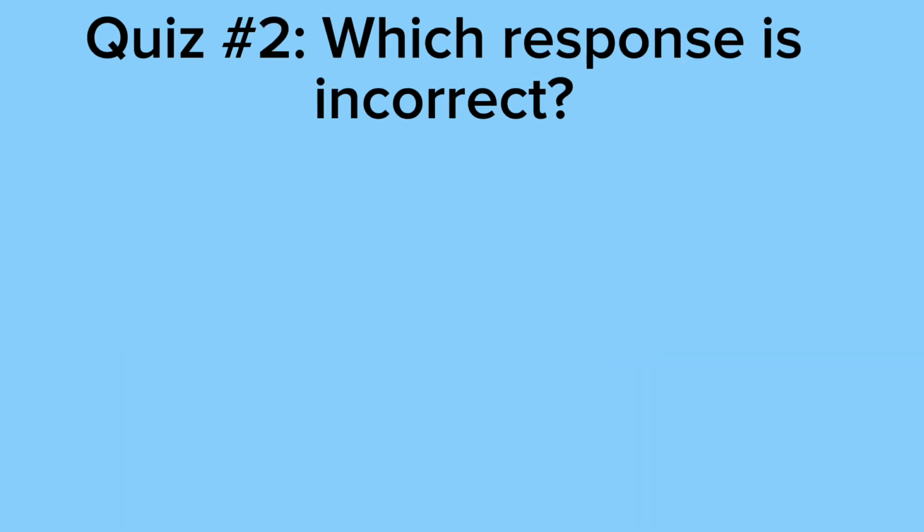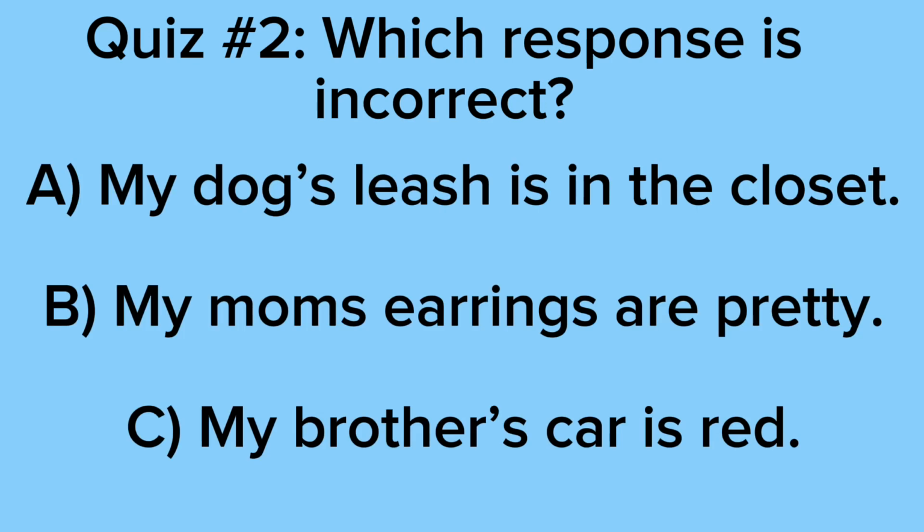Quiz number 2 says, which response is incorrect? A says, my dog's leash is in the closet. B says, my moms earrings are pretty. And C says, my brother's car is red. So it looks like A is correct because dog's is showing ownership. So the apostrophe is in the right place. The dog's leash, the leash belongs to the dog.